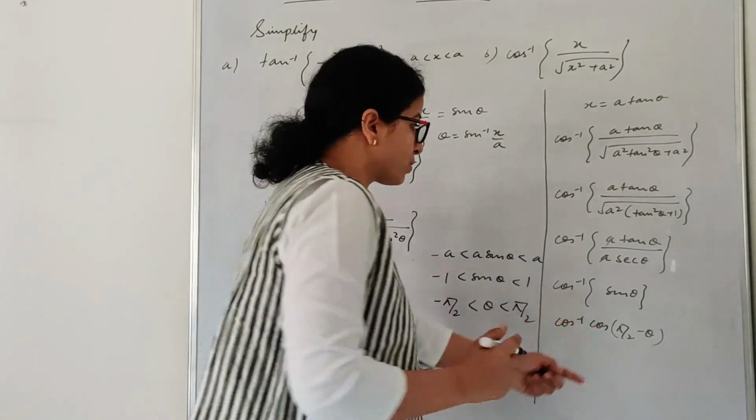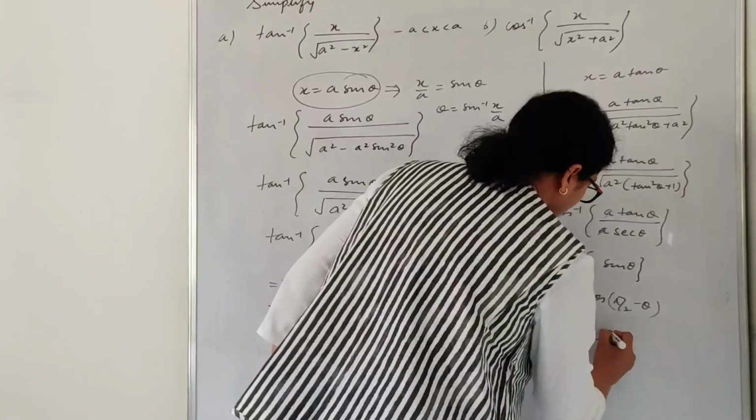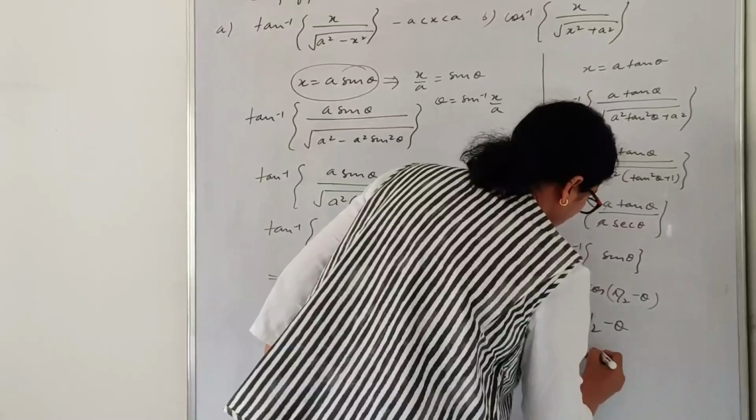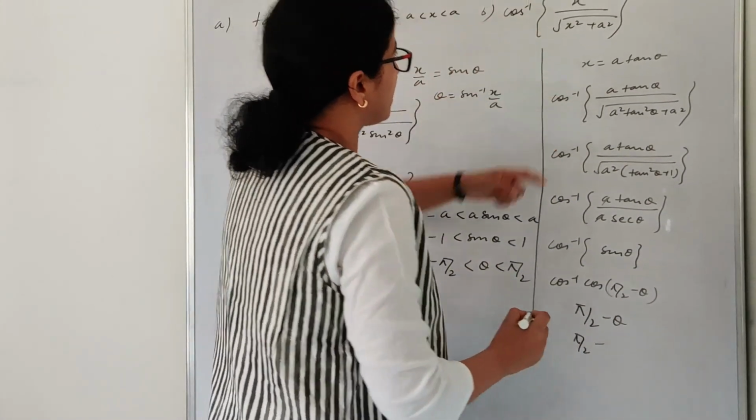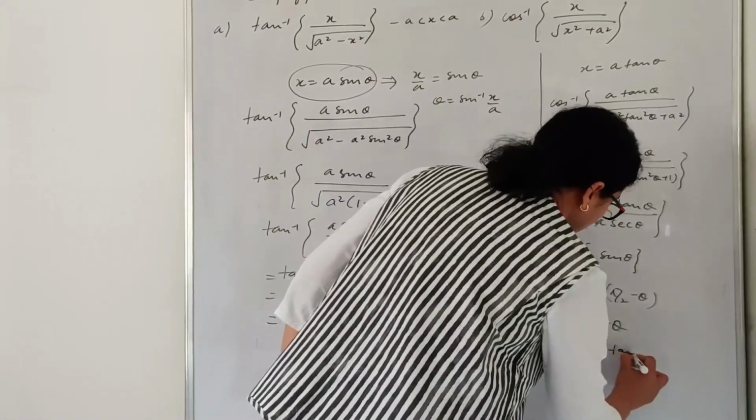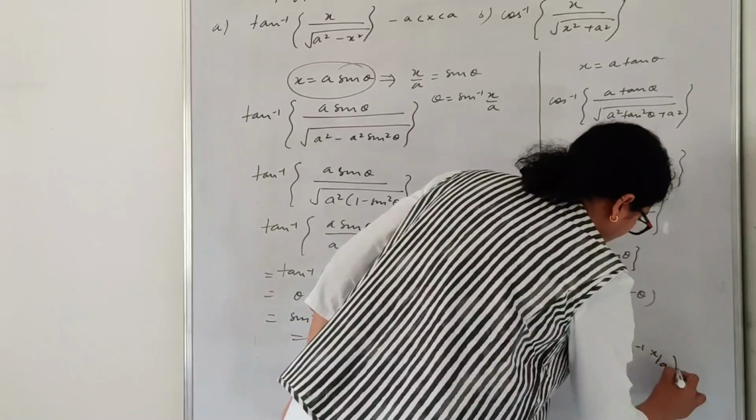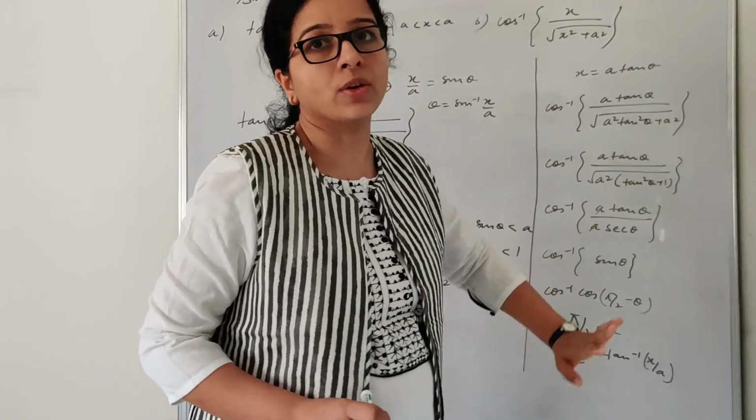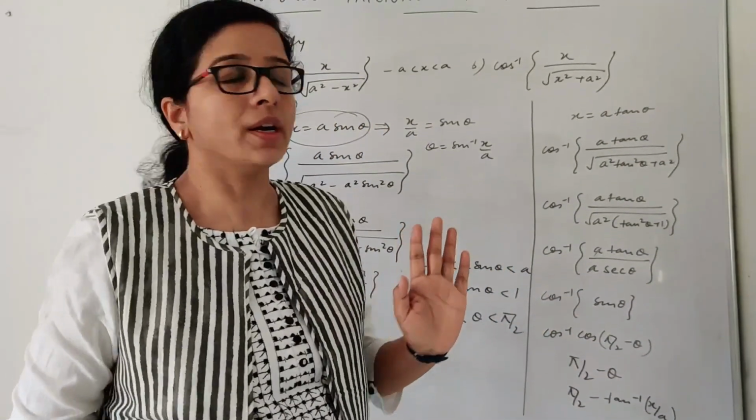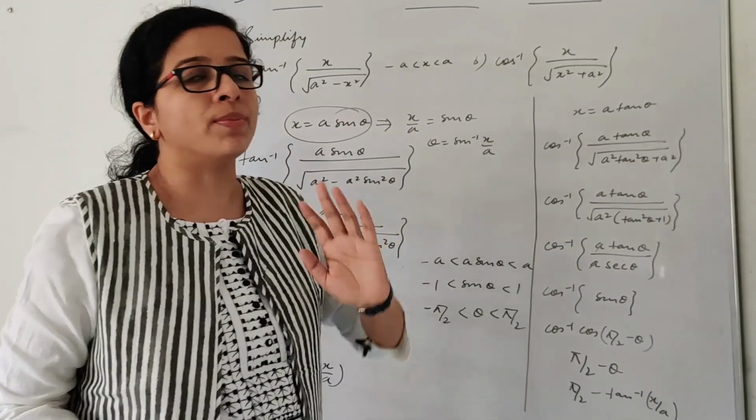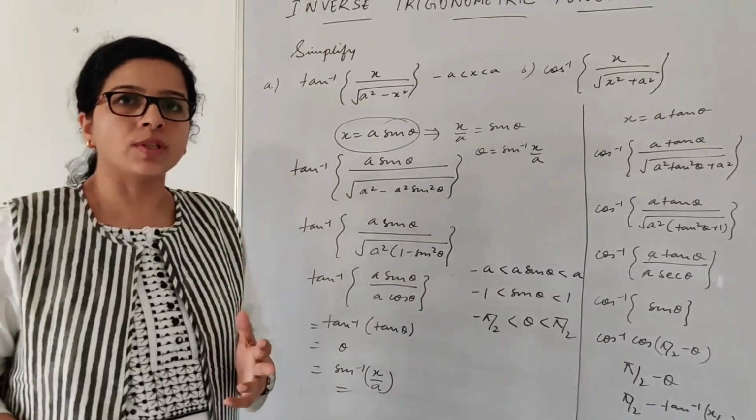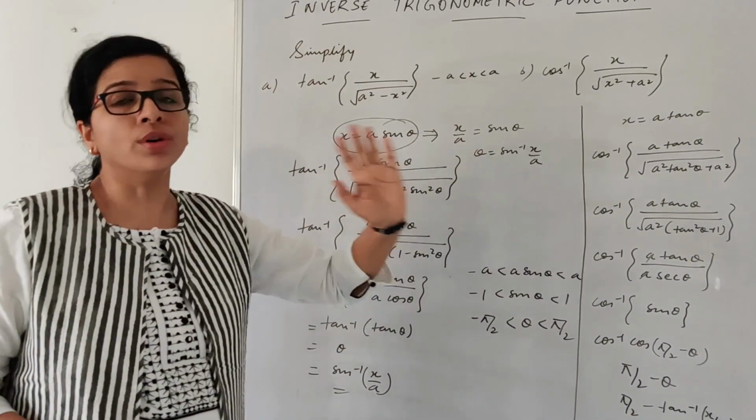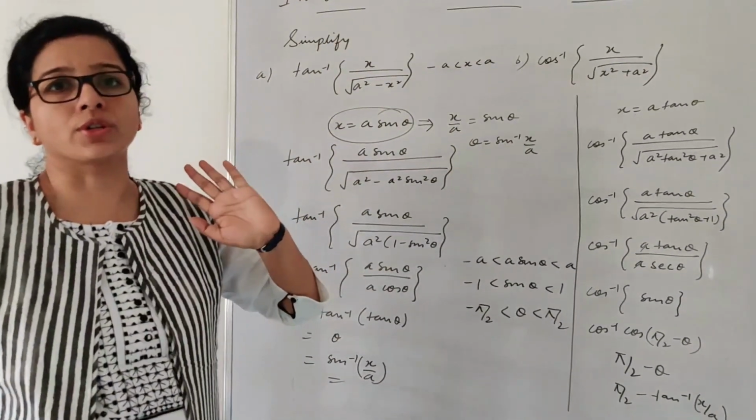Okay, cos inverse, so it will become pi by 2 minus theta. Pi by 2 minus, what is the value of theta? Tan inverse x by a. Say for example, if you would have taken x is equal to a cot theta, again you would have got the answer. Is that clear? So this is the way to simplify. If you know what has to be substituted, it will be easier for you to solve the simplification questions.